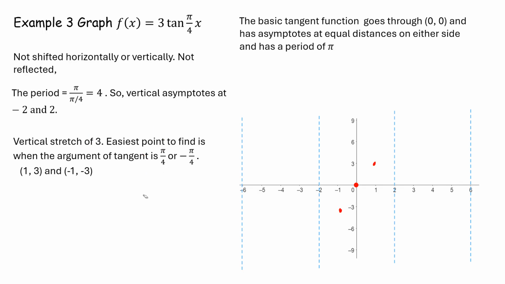So we'll have the points 1, 3 and negative 1, negative 3, and then you can just draw your tangent the way it normally looks between the asymptotes, and it'll look like that. You don't have to be super accurate, you just have to make sure it's located in the right place and that the period is correct.